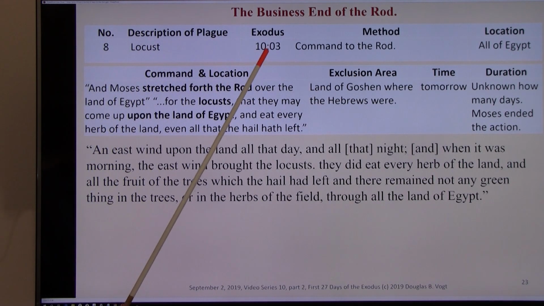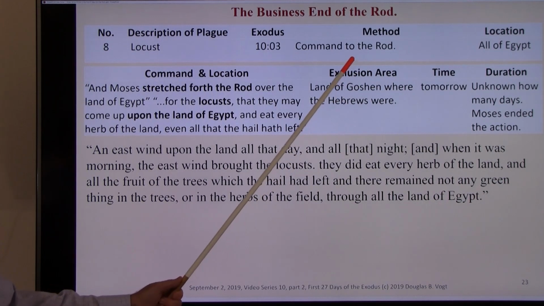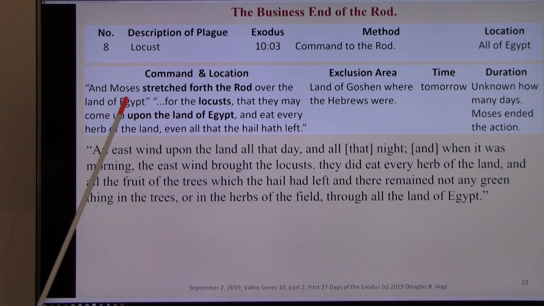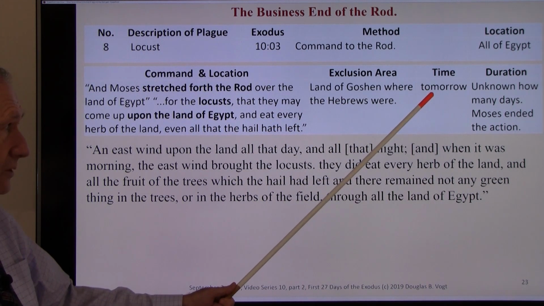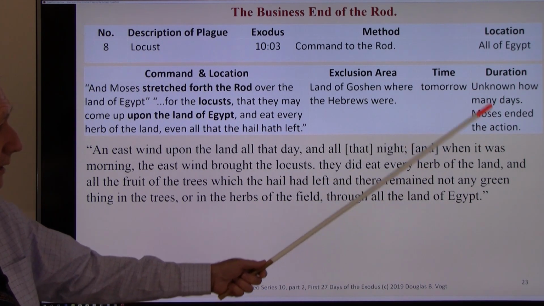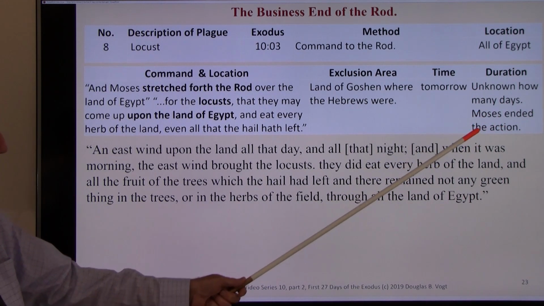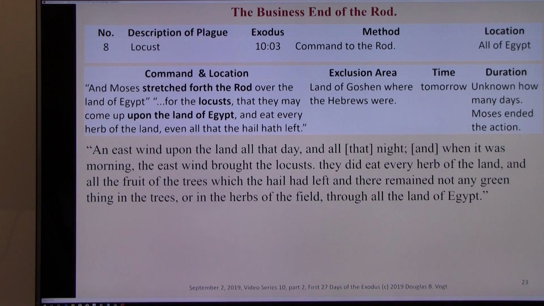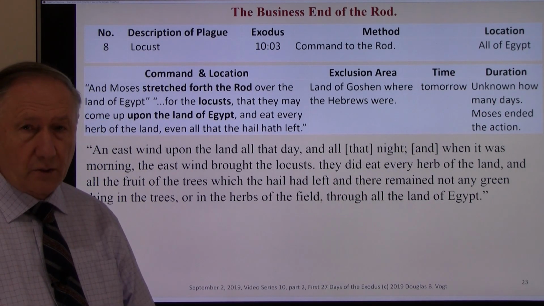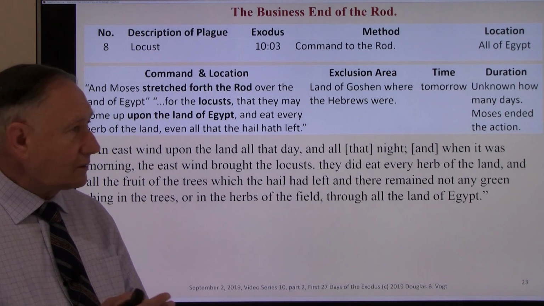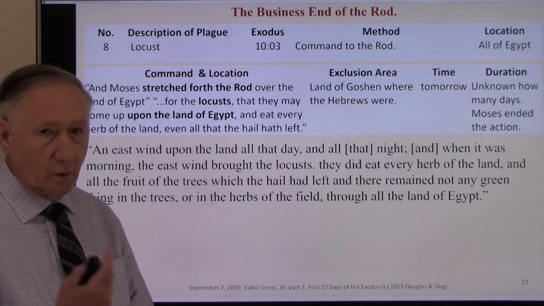Locust, again, command to the rod, all of Egypt. Stretch forth the rod over the land of Egypt, for the locust upon all the land of Egypt. Goes on. Exclusion area, time, tomorrow. Unknown how many days. Moses ends it. If he was in Goshen, then it at least lasted 2 days because it takes 1 day up. Well, could be 1 day, could be 2 days, and then 1 day back.